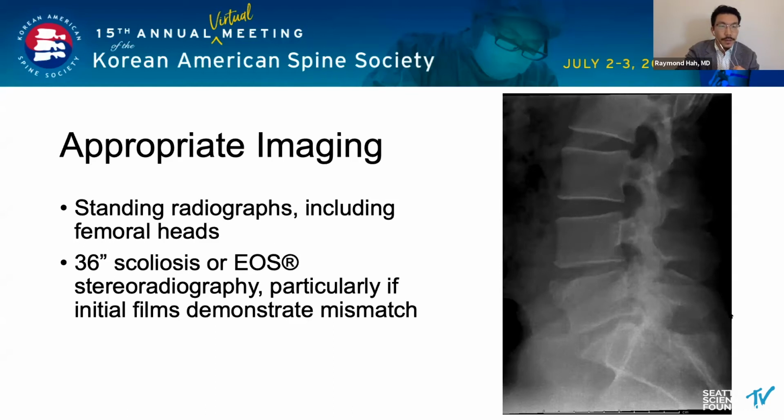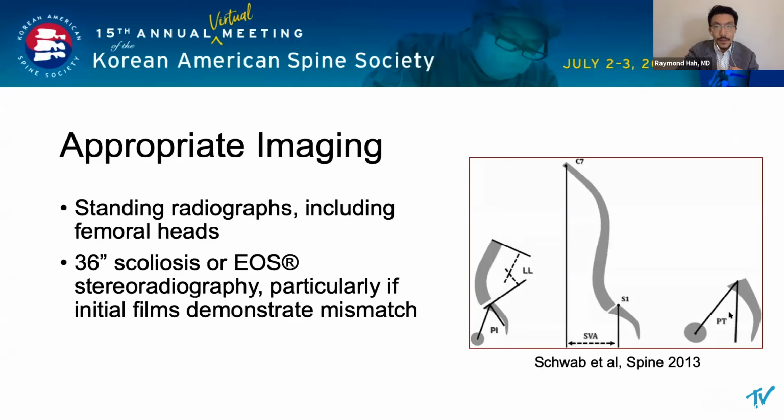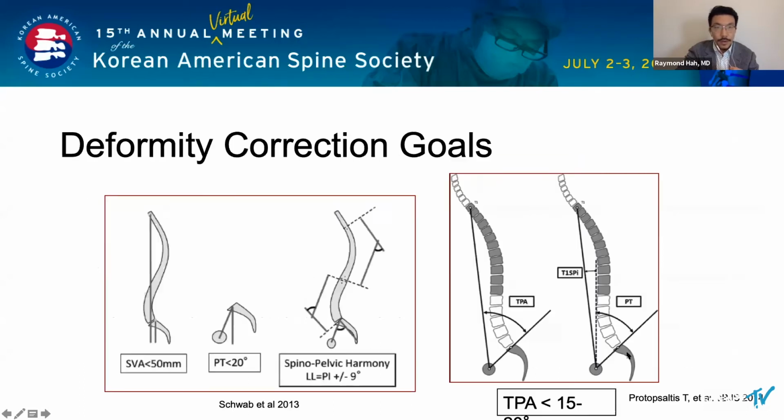Of course, if you have 3-foot films or EOS, which we have, scoliosis films but not EOS, I've been trying to push the institution for that for some time. But that's something that you might go to and send out if you don't have in your practice, especially if the initial films demonstrate mismatch, just so that you have all the information with which to counsel the patient. You can see that with lumbar films, with femoral heads, you can at least get a sense of the pelvic tilt as well as the PI-LL mismatch, even though you may not get an overall sense of their SVA without scoliosis radiographs.